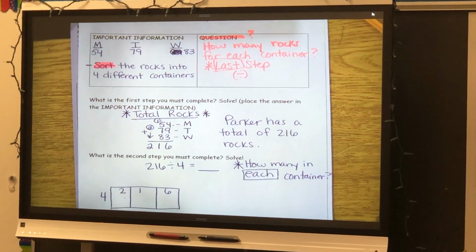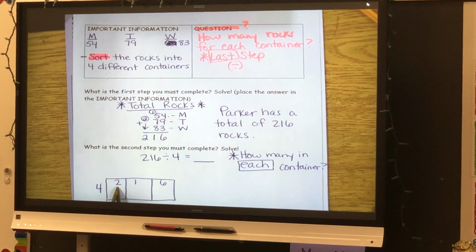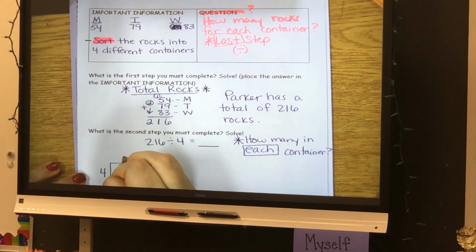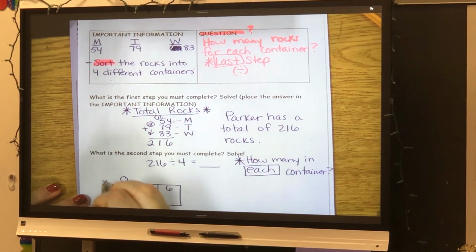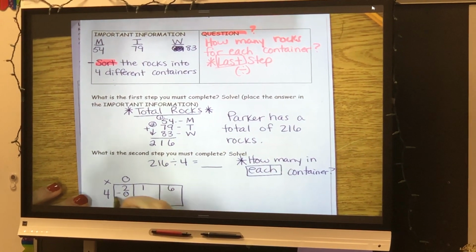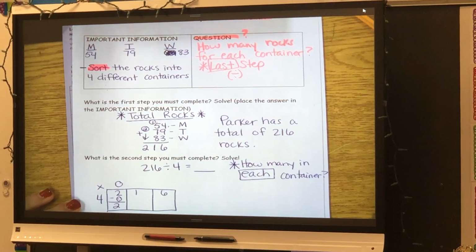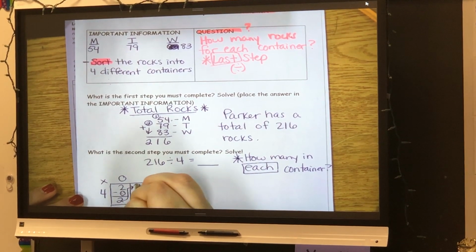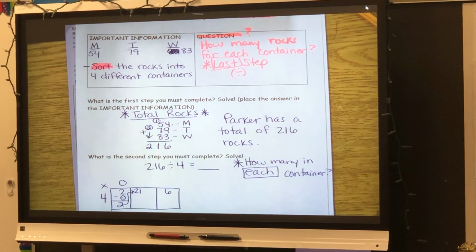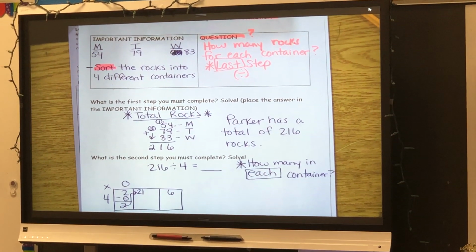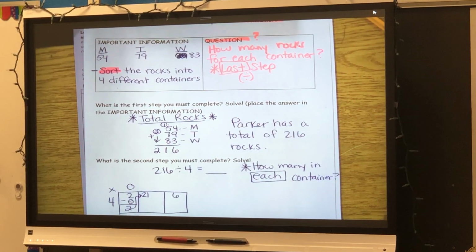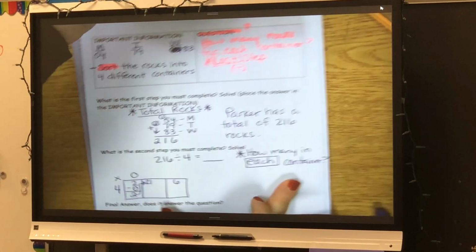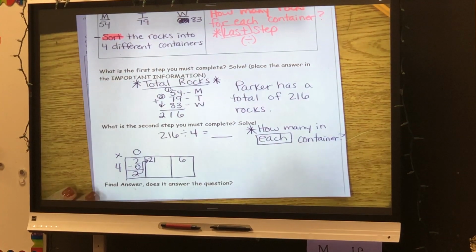All right, if I only have 2, can I make a group of 4? No, not enough. Put our 0 at the top. We haven't done anything yet. I still have my 2 left over, so you would carry the 2 over to my 1 to make 21. If I have 21 of something, can I make a few groups of 4? Absolutely. How can I figure out how many groups? You can do multiples of 4.